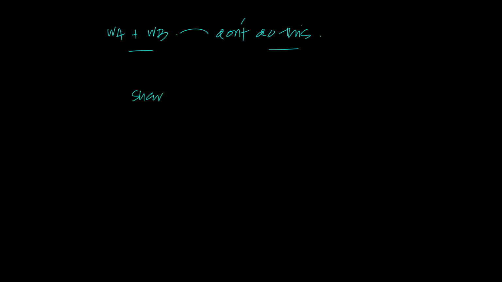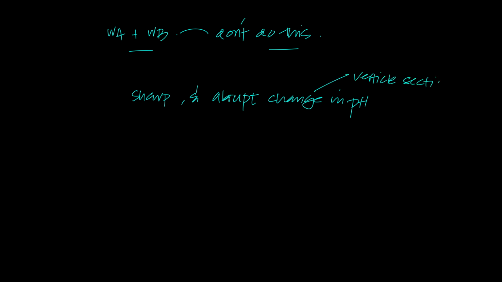There was a sharp and abrupt change in pH, right? And that was indicated how? That was indicated by the vertical section of the graph. The vertical section of the graph actually indicated that sharp abrupt change in pH, and it helped us properly figure out the change that we wanted to see, right?